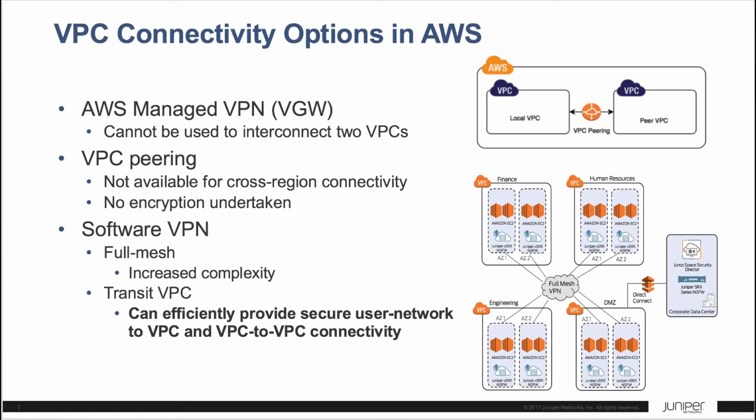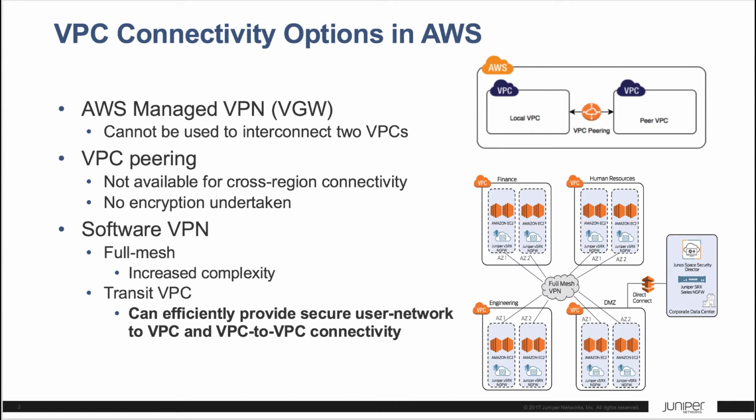There are multiple ways to connect VPCs to on-prem user networks. AWS Virtual Private Gateway can be used to extend customers' on-prem network into VPCs, but it cannot be used to interconnect two VPCs directly. One AWS native solution to interconnect VPCs is called VPC peering, which is shown in the figure at the top right corner of this slide. But this cannot solve the problem if VPCs are located in different regions. Also, VPC peering does not undertake any encryption.